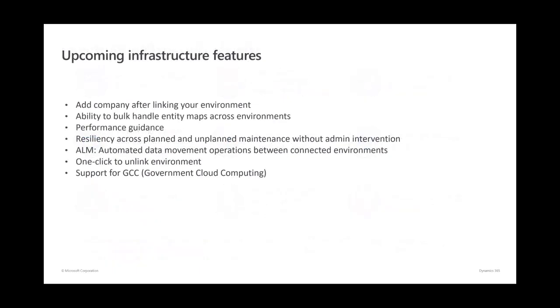Some upcoming features on the infrastructure are about having the capability to add a company, a legal entity, after the environments are linked. That's something where you see a limitation at the moment. That's what we're working on at the moment in the backend. We will share more performance guidance in the future, so that you know a little bit more about what our thresholds are on Dual-write, how many records you can execute, and those kinds of things will be shared.